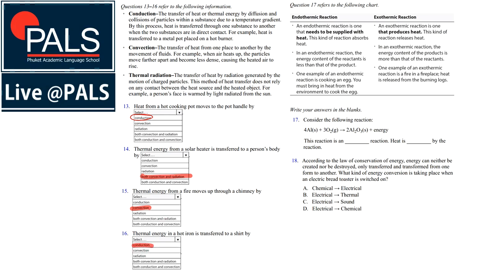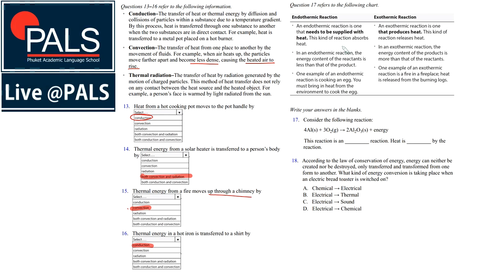So just let me check the mark scheme for number 15. It does say convection only, so yeah, it's not a very good question, and fire definitely emits radiation as well, but because they're specifically talking about up the chimney, it directly relates to convection currents, where heated air becomes less dense, causing the heated air to rise. Therefore, yeah, it's talking about convection here.